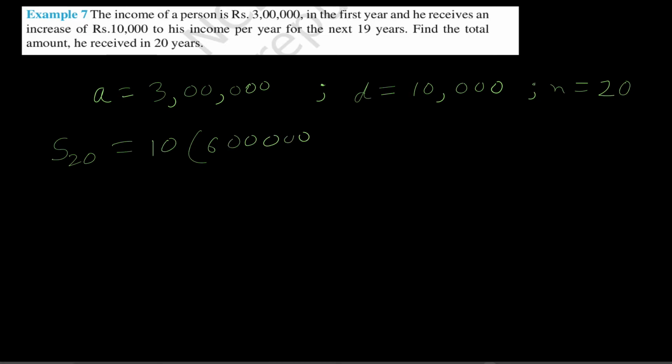n by 2 times (2a plus (n minus 1) times d). So n minus 1 would be 19, times 19 times 10,000. If you solve this, you will get 79 followed by 4 zeros, and one more from the 10. So the person would receive 79 lakh in total in 20 years.